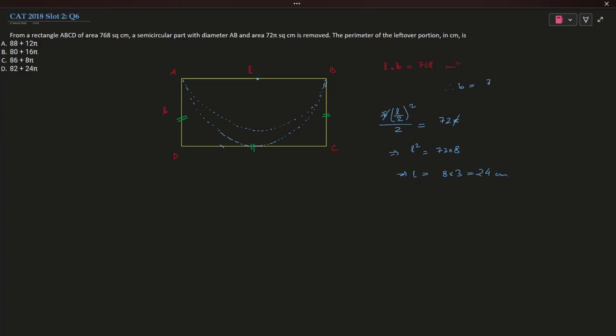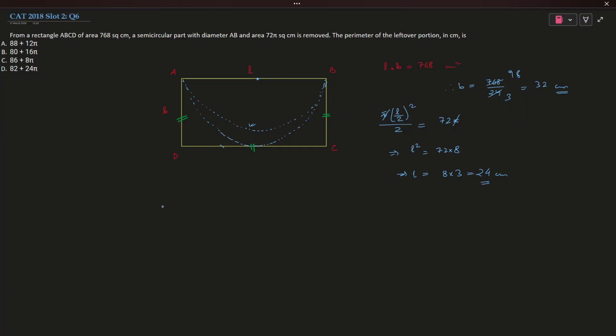B will be 768 by 24. 72, 48, 8 into 3, 8 into 9 is 72, 48 is 6. So 3 into 32, 32 centimeter. Breadth, length is 24, breadth is 32. Okay, so basically that means it is the first case, right? It will not touch the opposite side. The first case will be the scenario here. So I need to find the perimeter of the leftover portion.